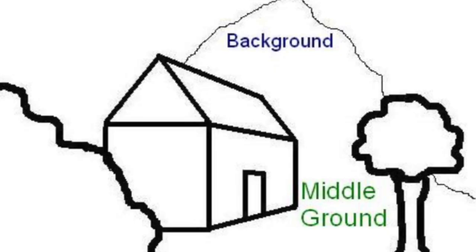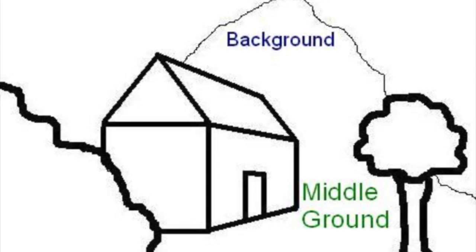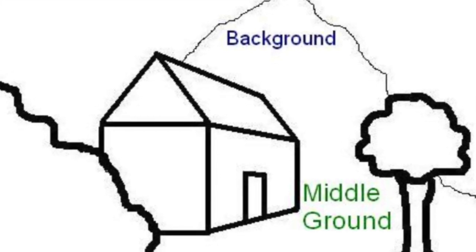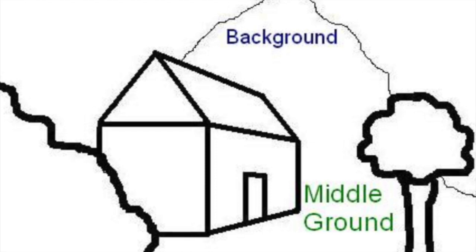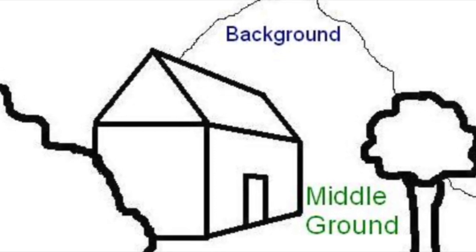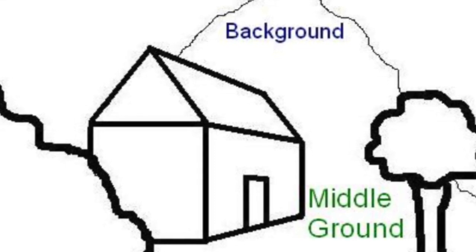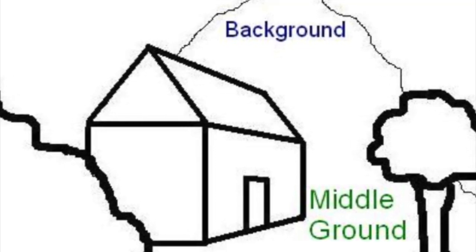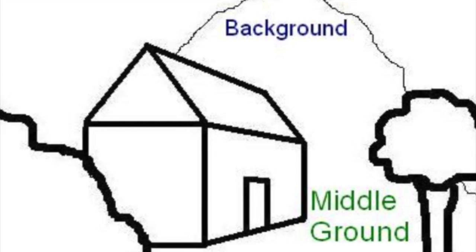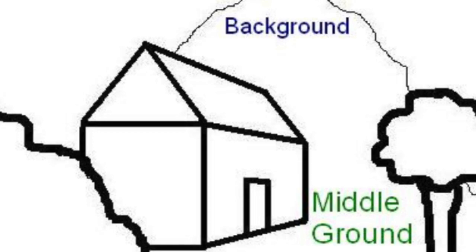So background, middle ground, and foreground are parts of a composition that give depth. That means it makes it look like it's actually something that is part of life. It's three-dimensional. So in this picture you see there's the background that's kind of like this mountain, and then you've got this middle ground that's the tree and the house, and then you've got this foreground which is perhaps this bush here in front.